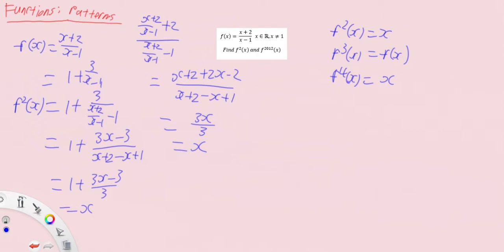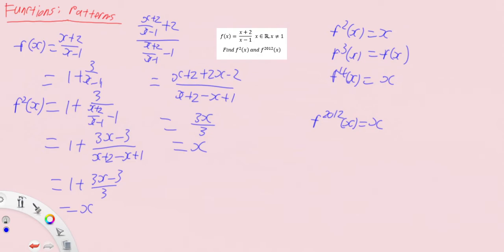And then a number that's not a multiple of 2 would be something else. So that's one way to do it. Because this is quite easy, we know that f²⁰¹²(x) is simply x. Alright, so this is one pattern.